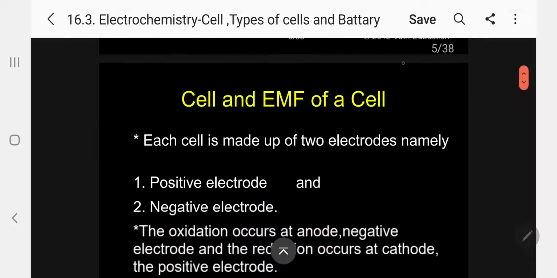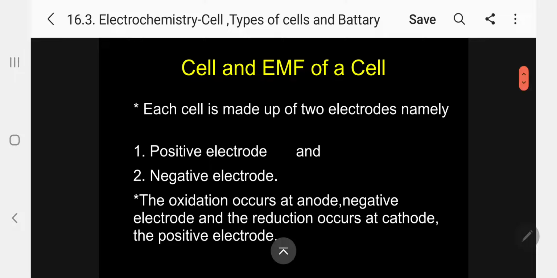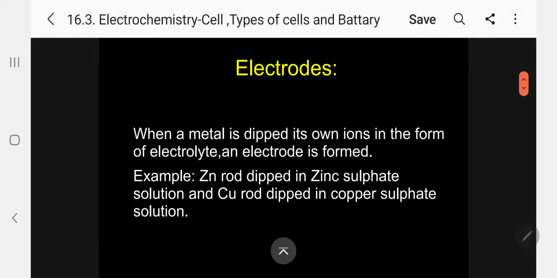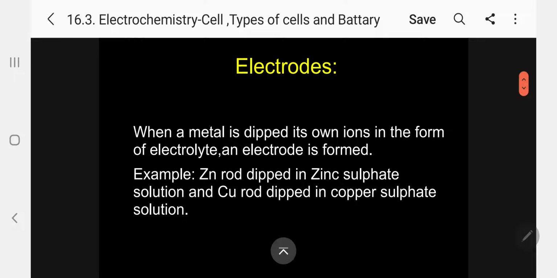Let me go for cell and EMF of a cell. A cell is made up of two electrodes, namely positive electrode and negative electrode. Oxidation occurs at the anode, the negative electrode, and reduction occurs at the cathode, the positive electrode. This is in the case of an electrochemical cell. Kindly follow. Let me come to electrode first.